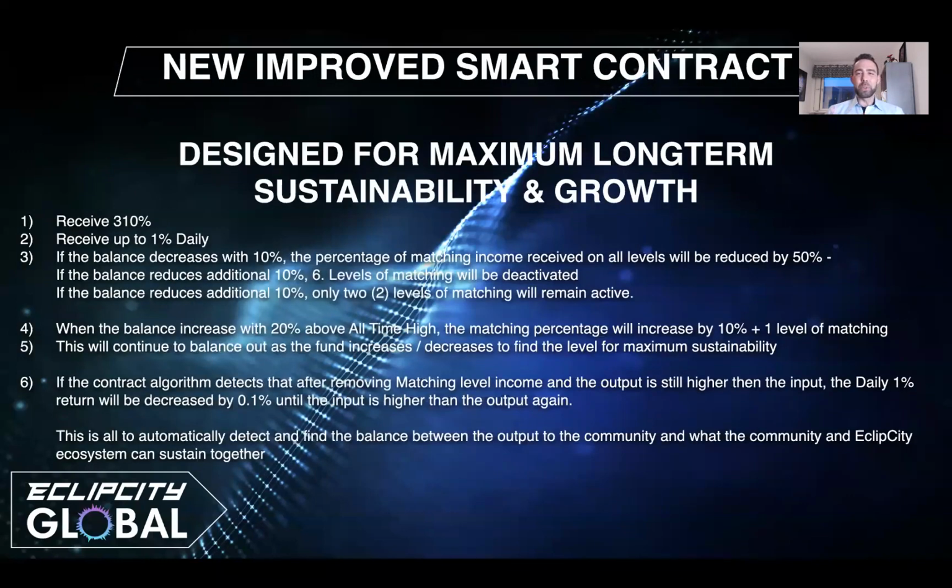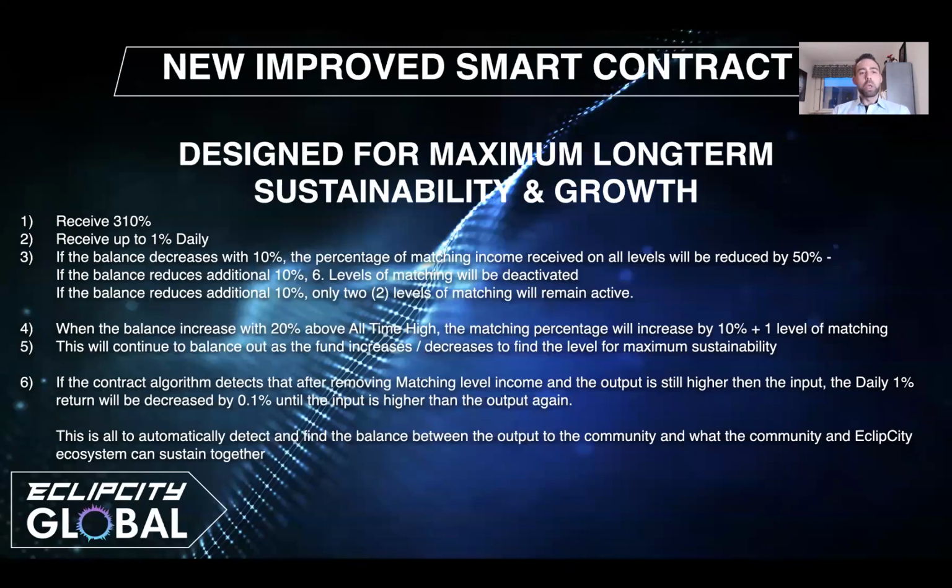Now, the new and improved smart contract, as we've just been speaking about, is designed for maximum long-term sustainability and growth. We'll go through a few of these points. Now, everyone receives 310%, and they will receive up to 1% daily. Now, why do we say up to 1%? Well, because there is a feature in this contract that if it detects that the output is too high according to the input after certain measures have taken place, it will decrease the daily amount, the daily return. We will talk about this a little bit further down on this slide.